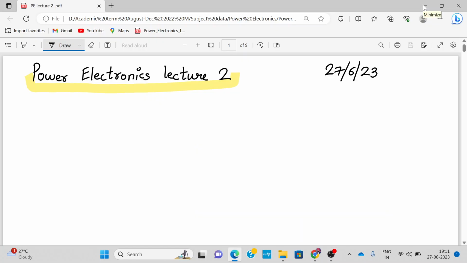Hello everyone, welcome to Power Electronics lecture number 2. Today we are going to discuss power diode and SCR. So let's begin with the power diode.